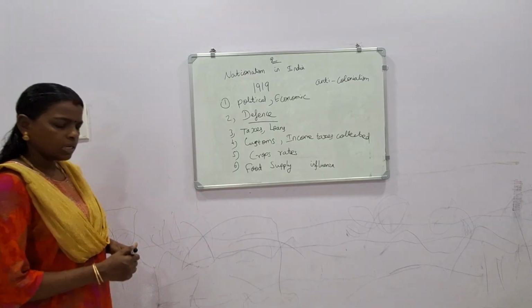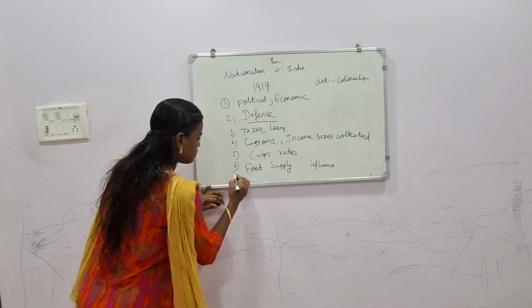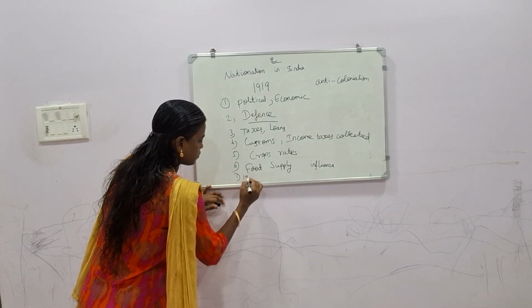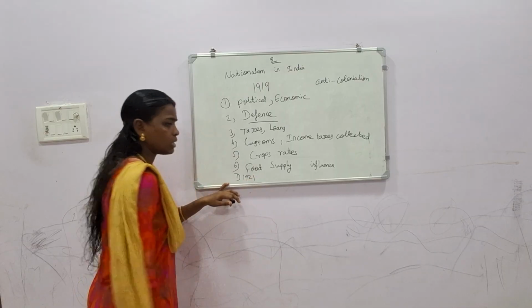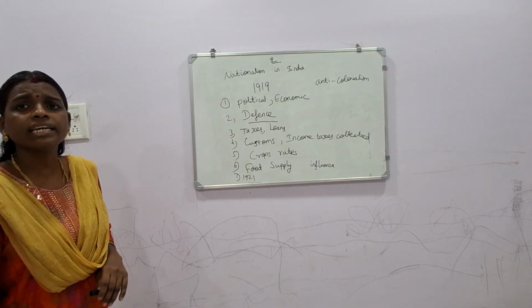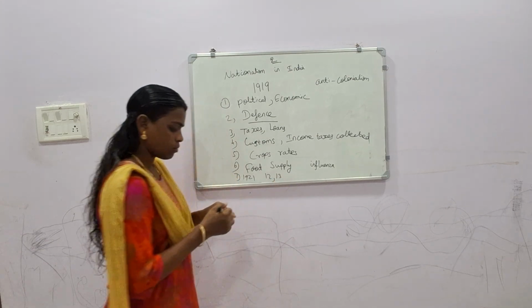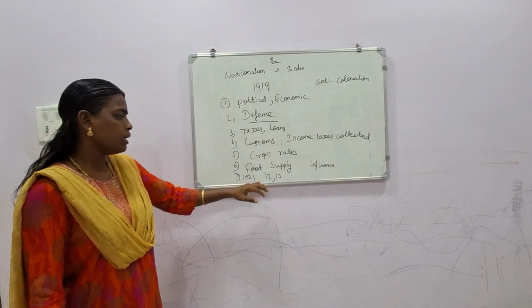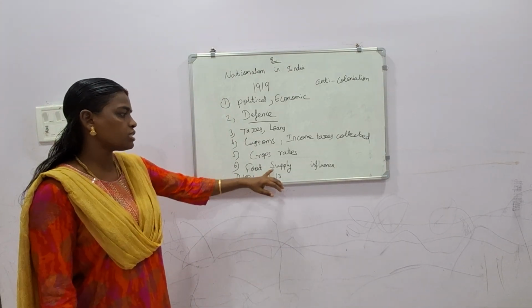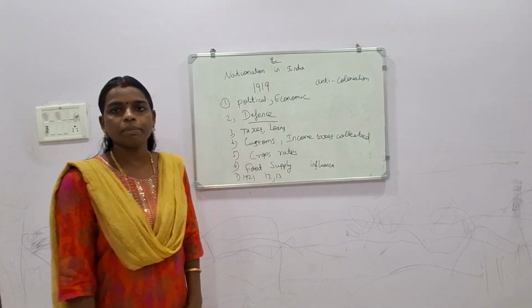And even in the year 1921, 12 to 13 million people died due to both food supply shortage and epidemic diseases.